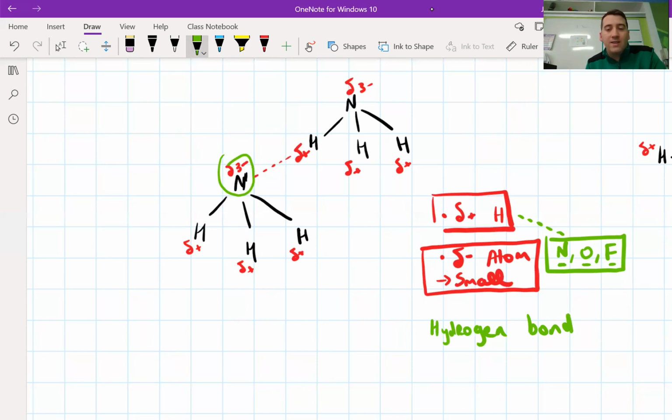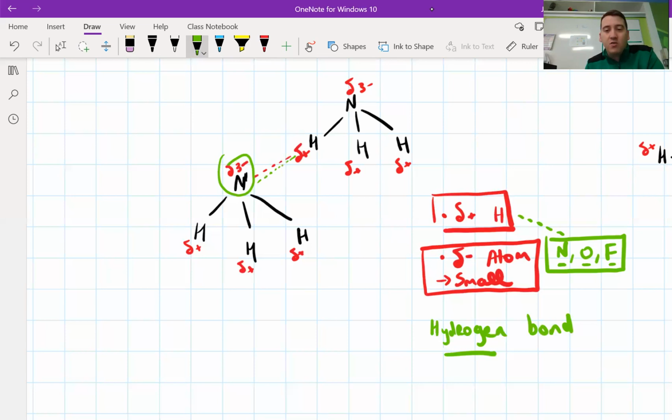So the clue in the word here is hydrogen bond. I don't like the word bond here, because I always think the bond is this solid line, and it's not one of those. So I don't really like the word bond here, but unfortunately we're stuck with it. It's just what they're called. It is an intermolecular force. It's this force of attraction here.